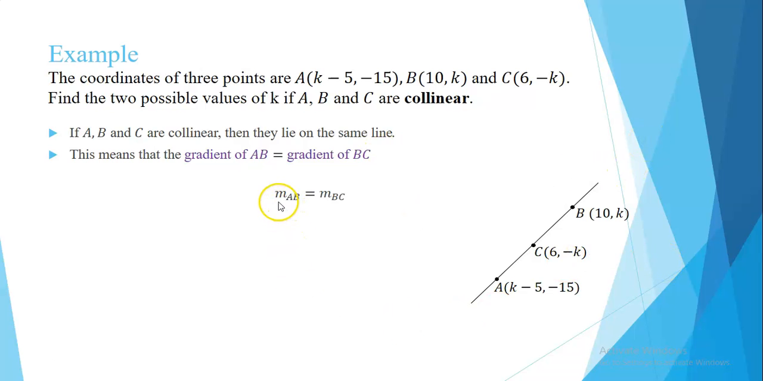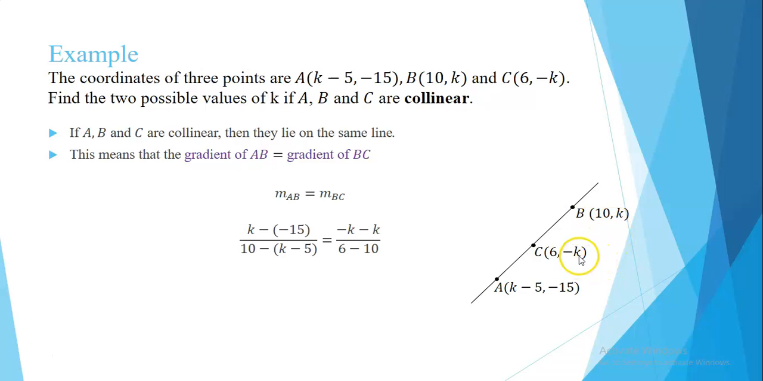So what we can do is say the gradient of AB is equal to the gradient of BC. So what would you do to find the gradient of AB? All you would do is change in y over change in x. And what would you do to find the gradient of BC? Also just change in y over change in x. So the gradient of AB, you could say for the change in y, k minus 15, over 10 minus k minus 5 for change in x. And that would be equal to the gradient of BC. So change in y over change in x.